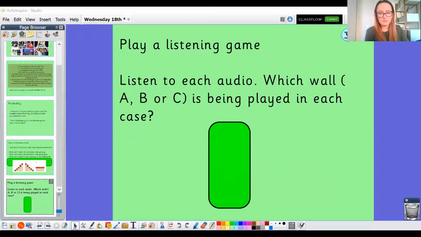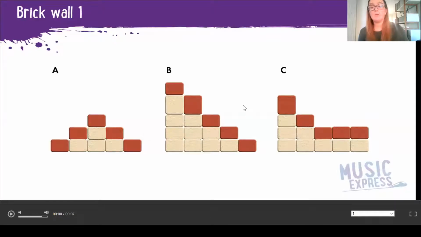So let me see if I can share my slides. Okay, so see if you can think about which pentatonic brick is playing. Okay, we're going to start with number 1.